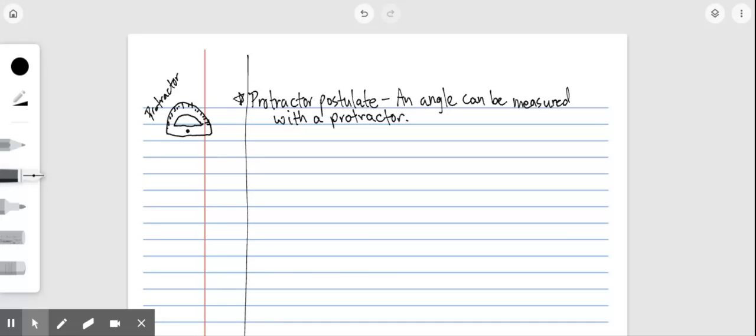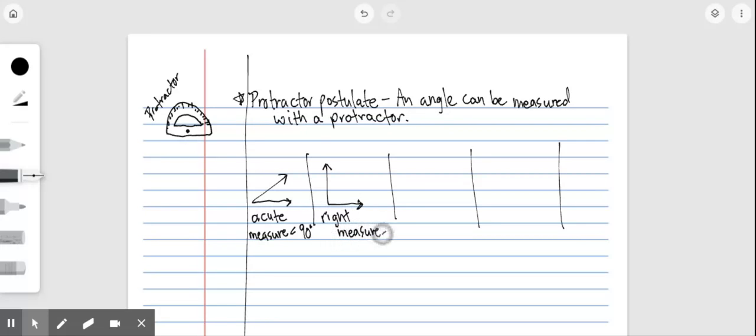So there are a few classifications of angles, and we're going to talk about those. There are 4, so I'm going to draw a really quick table. It's basically just 4 boxes. So the first type of angle is an acute angle, and that means that its measure is less than 90 degrees. Then we have a right angle, and its measure is equal to 90 degrees.